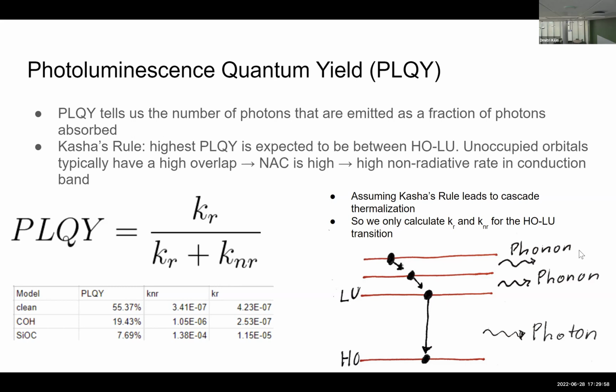As an example of some of these values, you can see down in the corner that I calculated them for a few of my models. The first model has about a 55% quantum yield, so about half of the electrons that are excited will release another photon. And as defects are added into it, like COH and SiOC, that quantum yield goes down by quite a bit.